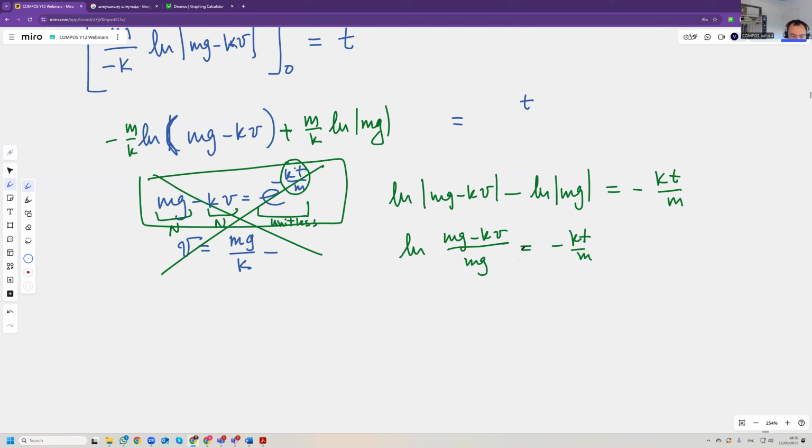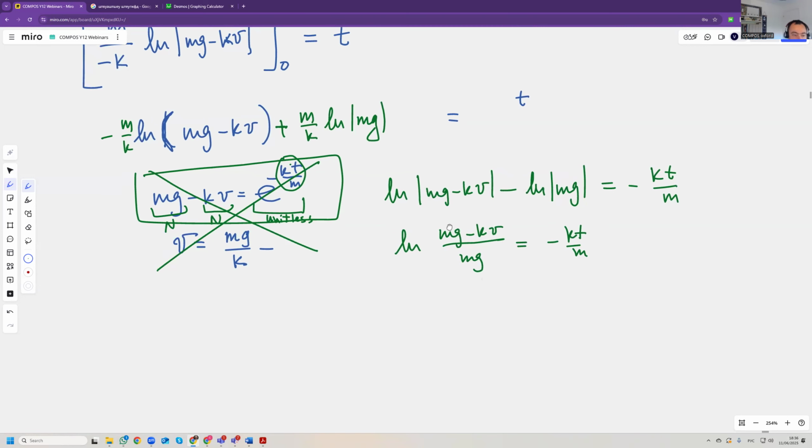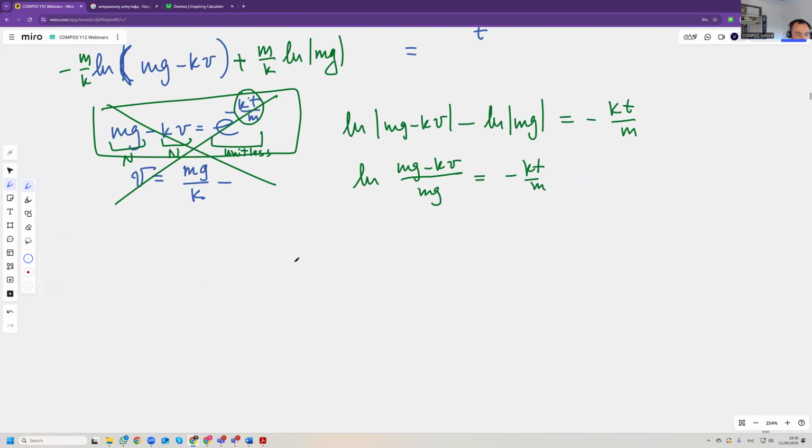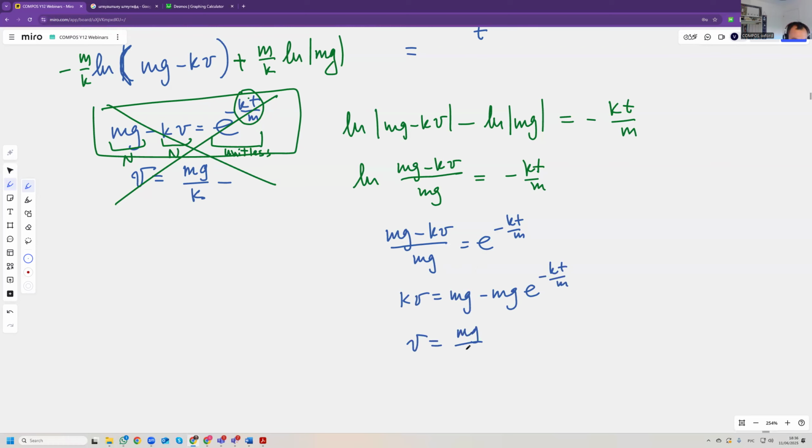So these are all positive values, so that's fine. I can get rid of the modulus, and then I get (mg minus kv) divided by mg is equal to e to the minus kt over m. Now this is a unitless quantity, this is a unitless quantity. So now I multiply it by mg, so kv is equal to mg minus mg multiplied by e to the minus kt over m. So v is mg over k, open bracket, 1 minus e to the minus kt over m.